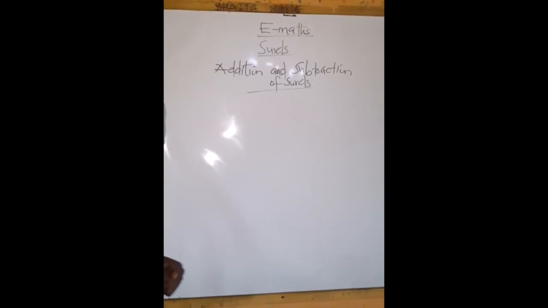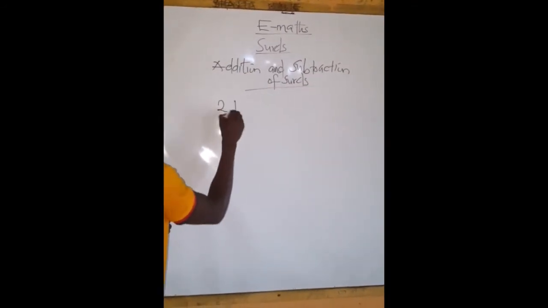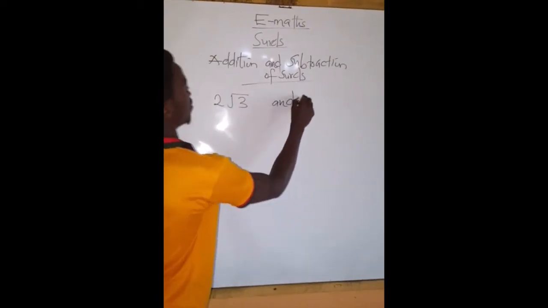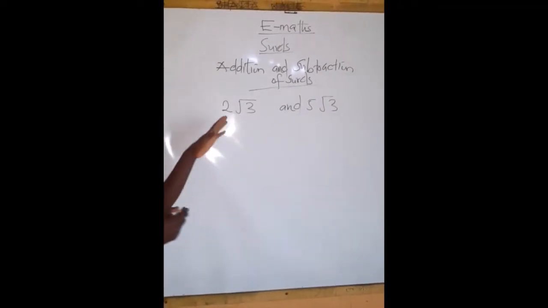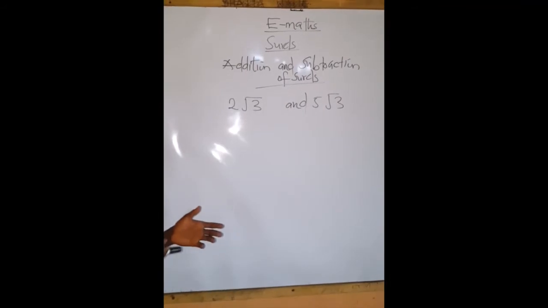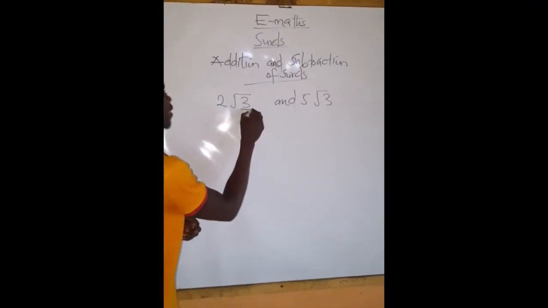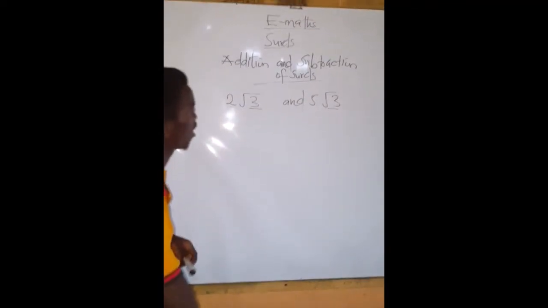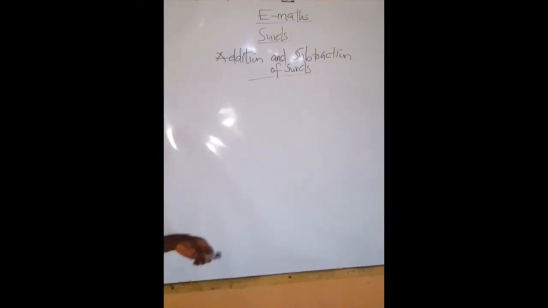Okay, so let's take for instance 2 root 3 and 5 root 3. So we can say that 2 root 3 and 5 root 3 are like sets. Why are they like? Because they have the same number in the square roots. Okay, so now let's look at how to add and subtract sets.